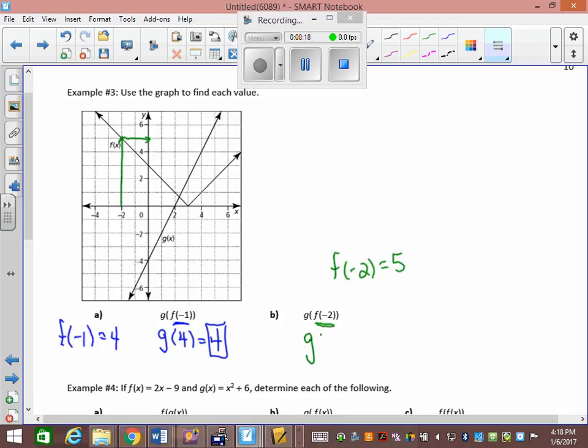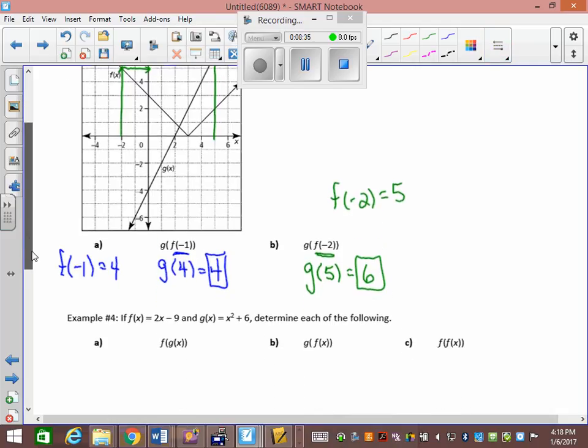So I'm going to go g of 5. So I'm going to go to where x is 5, follow it up to the g function, which is here, follow it over. So g of 5 is 6. We're done.